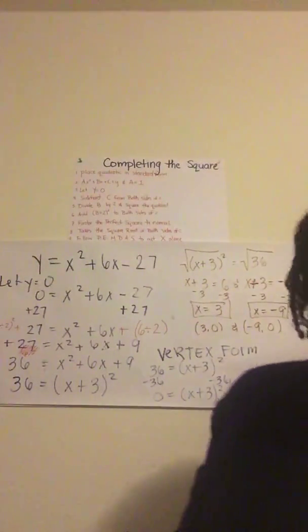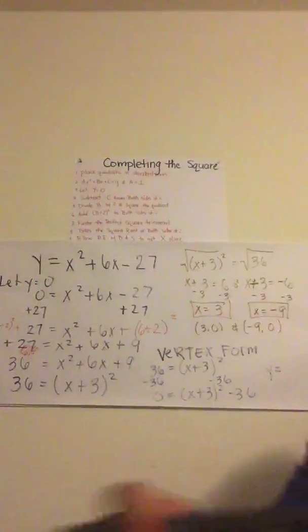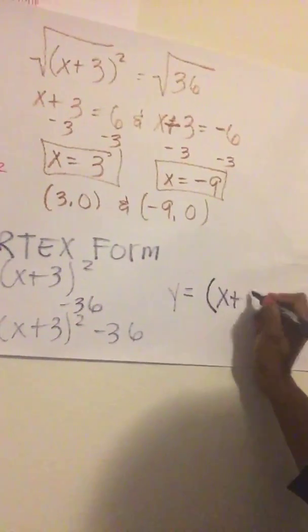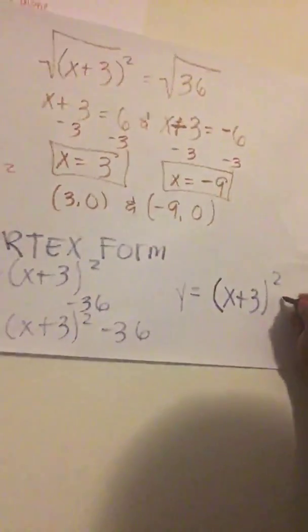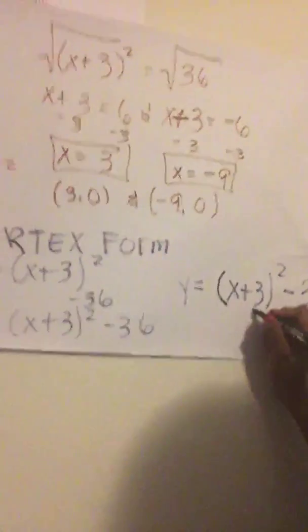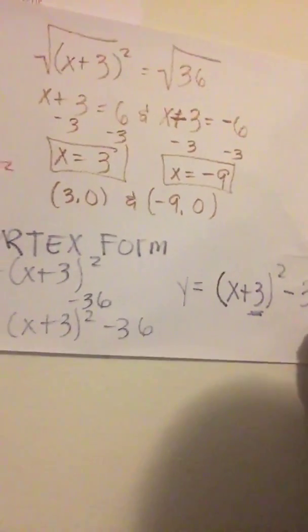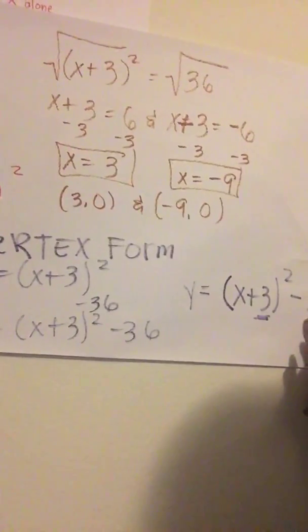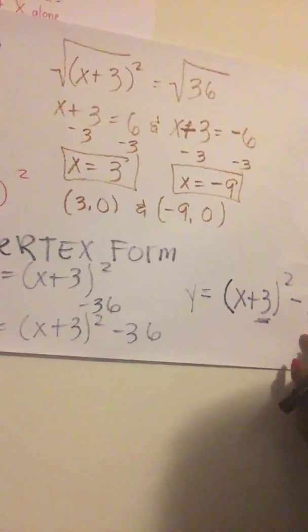And we already said let y equal 0 over there, so we could just do y equals x plus 3 squared minus 36. This number, if you take the opposite, is your x number, and this number, you just leave how it is, is the y number for the vertex. Those two numbers give you the vertex.